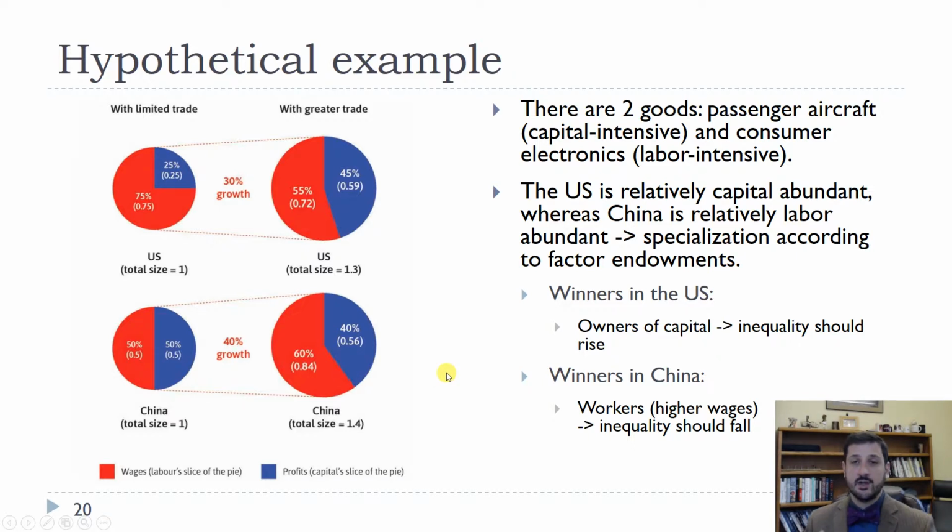And so this is obviously just a hypothetical example, but the idea is that it's possible for workers in one country to actually be hurt by trade. And this is what is known as the Heckscher-Ohlin model. And it's certainly possible that that's what we've seen.